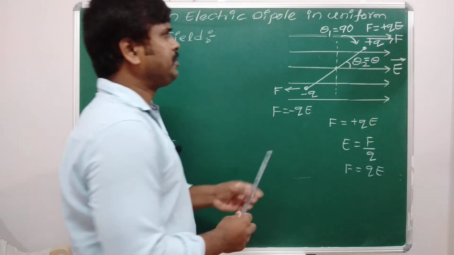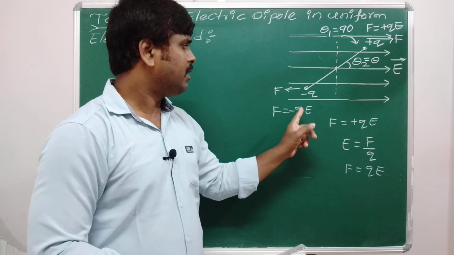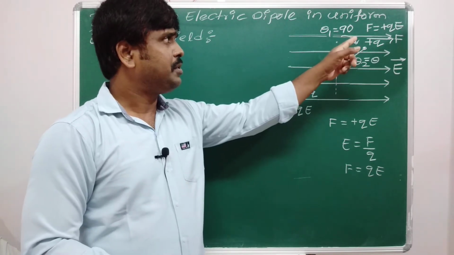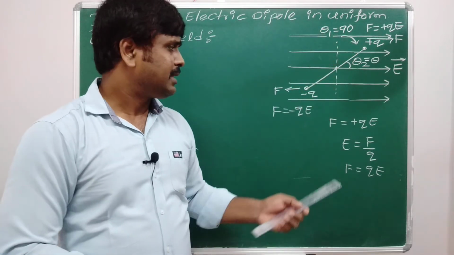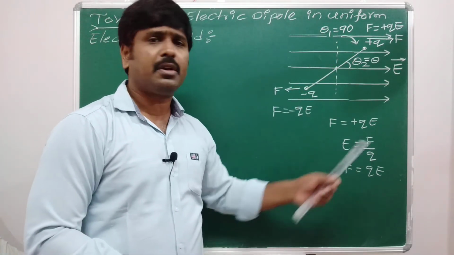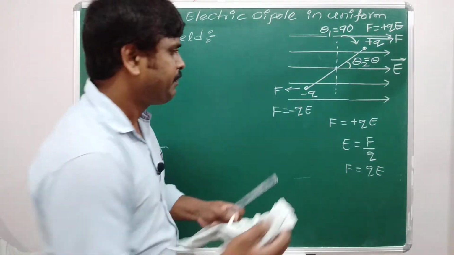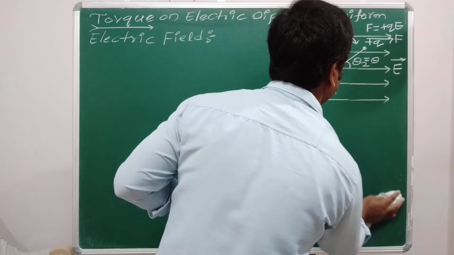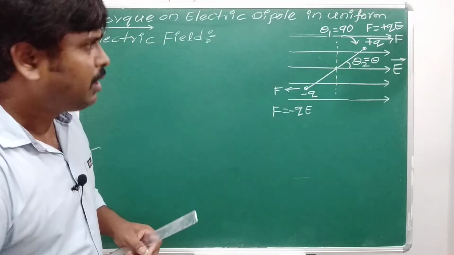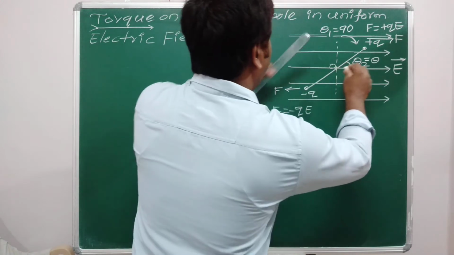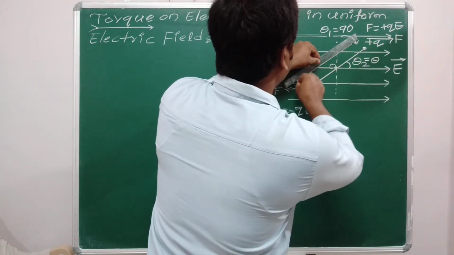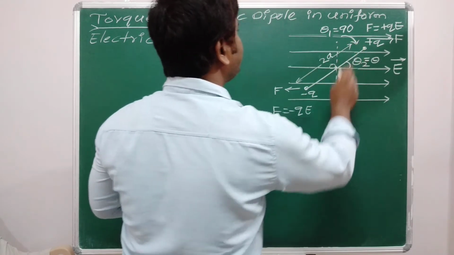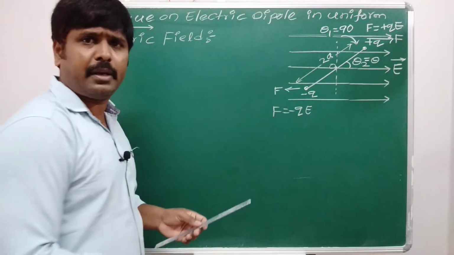So I separately wrote the force values here and here. Here the negative charge, that's why the negative sign is taken. Here the positive charge and the positive sign is considered, since electric field is force per unit charge. Think of O as the center here, and this is the length of the electric dipole. So the length of the electric dipole is 2A.